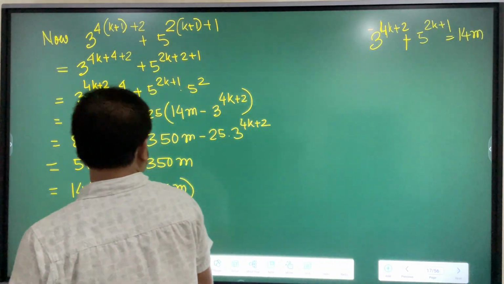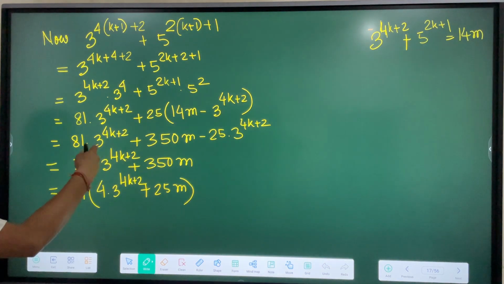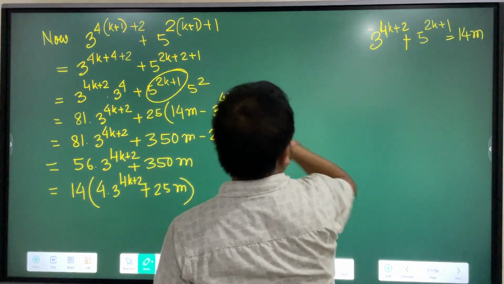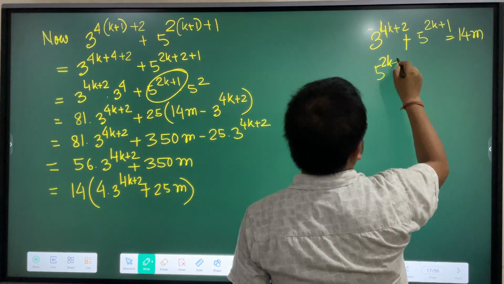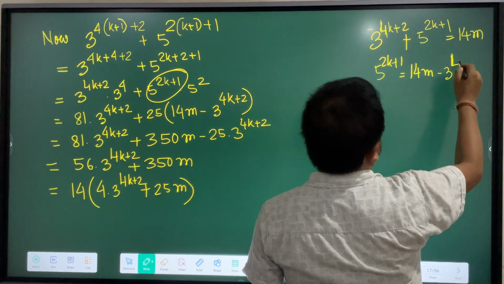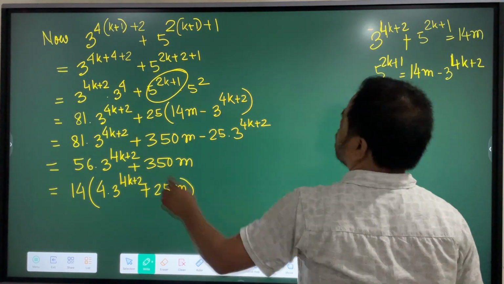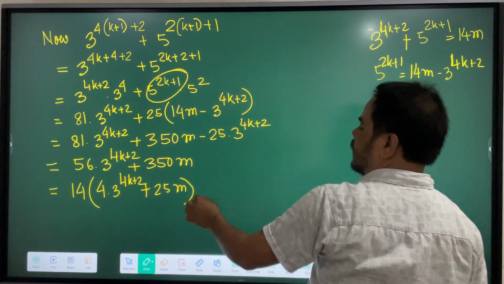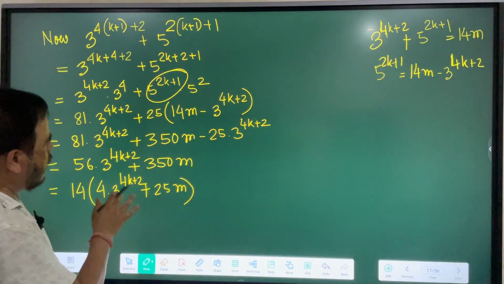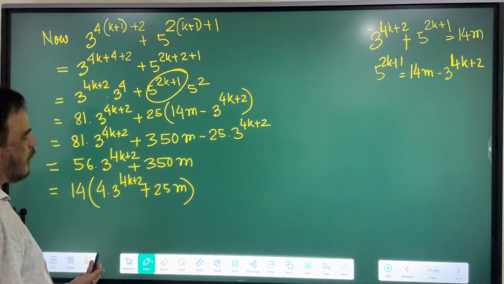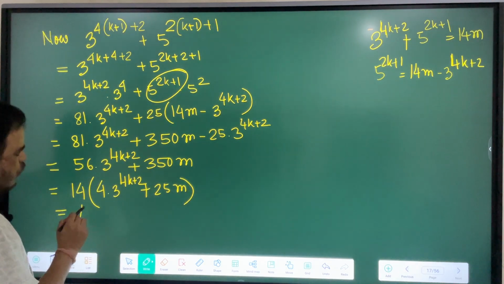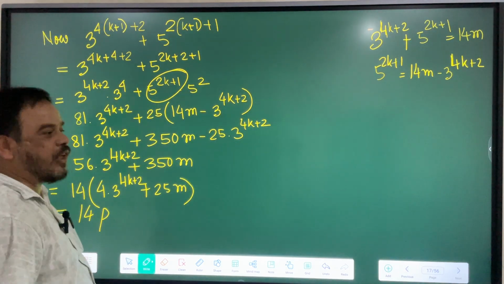Here I have already done the sum, so you can pause the video and understand. This one value, 5 to the power 2k plus 1, is equal to 14m minus 3 to the power 4k plus 2. So here the calculation is done. You can pause the video and check it, because I don't want to repeat and explain the same thing again and again. So 14 into something equals 14p, and the rest of the things you can write yourself.